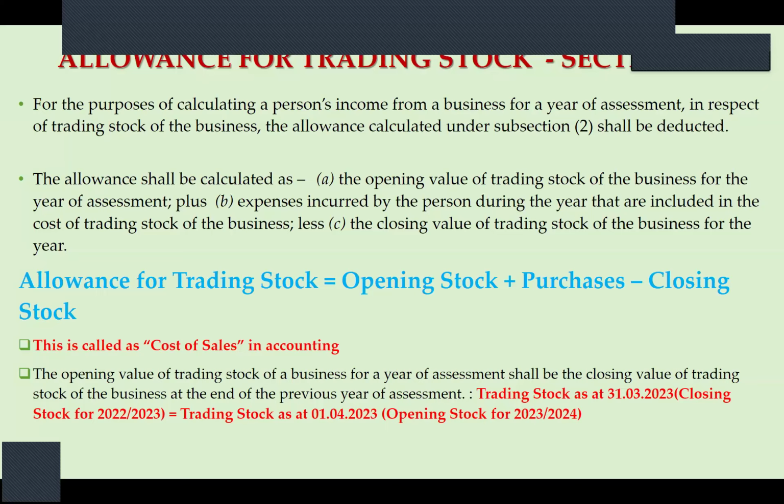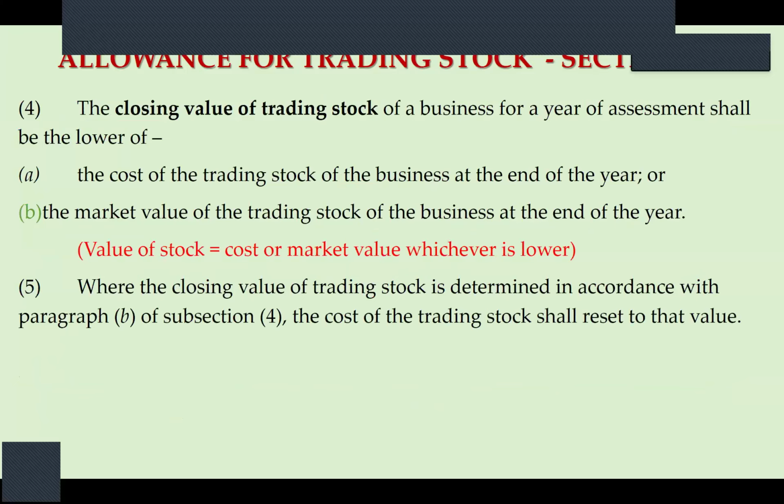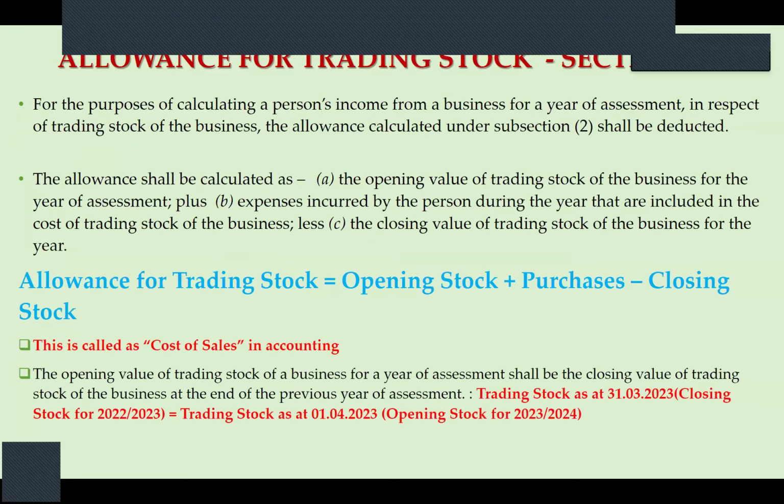If allowance for trading stock is a smaller value, there will be a low profit. So in taxation they want to calculate the lower cost. Therefore we have given a specific definition to be calculated. So the lower value should be considered as the closing stock. So this is the allowance for trading stock.